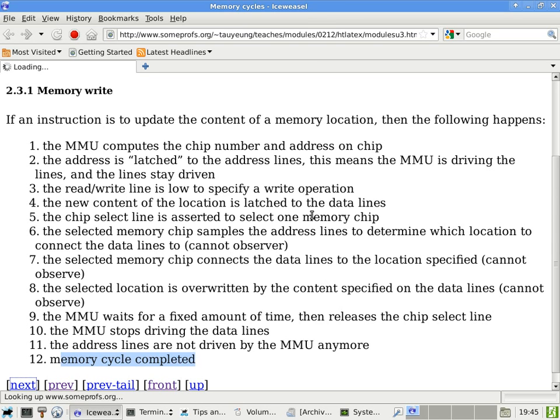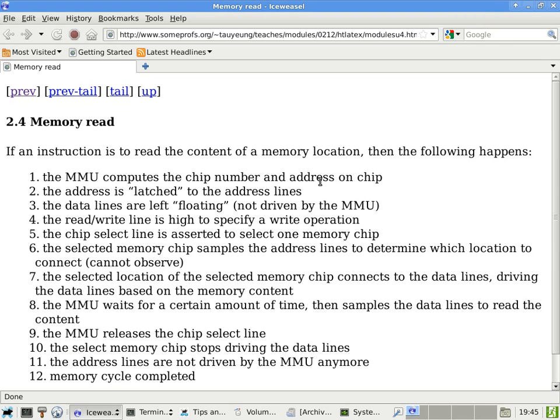The next slide talks about memory read, which is another type of cycle. But once you understand what is memory write, memory read is really quite easy. The only difference is who is driving the data bus. So in a memory read cycle, the MMU still has to compute which chip is responsible, and what address do we need on that chip. The address lines are now driven by the MMU to specify, okay, I want location 88. The data lines are left floating in this step. Now, this is the difference.